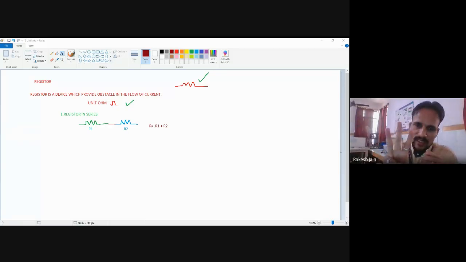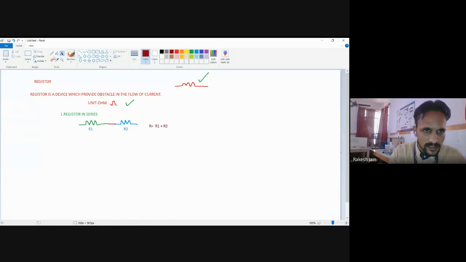If three resistances are in series, it means one resistor's terminal is connected with another resistor's terminal, then that resistor's second terminal is connected with the next resistor's terminal. This is known as a series connection. During a series connection, keep in mind that the total resistance will be equal to the sum of all those resistances. So this is resistance in series.